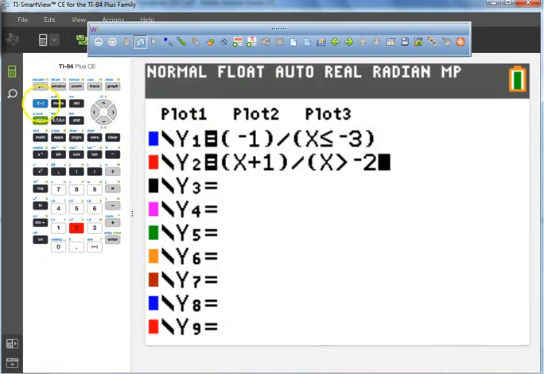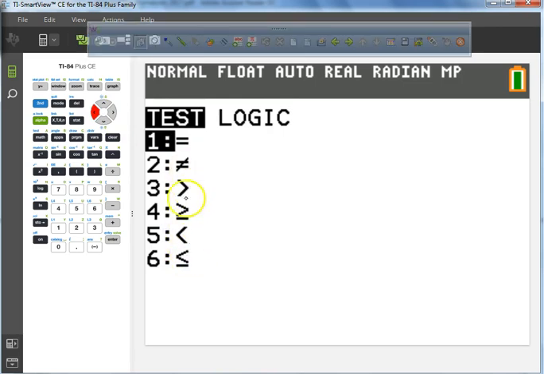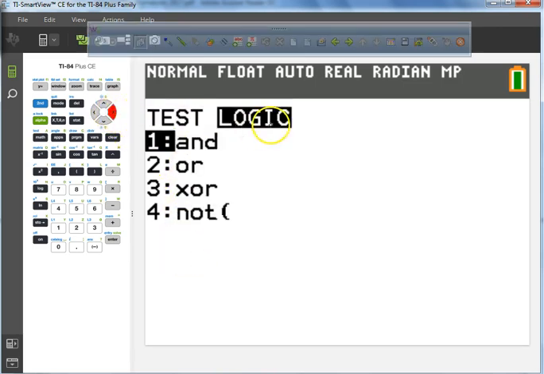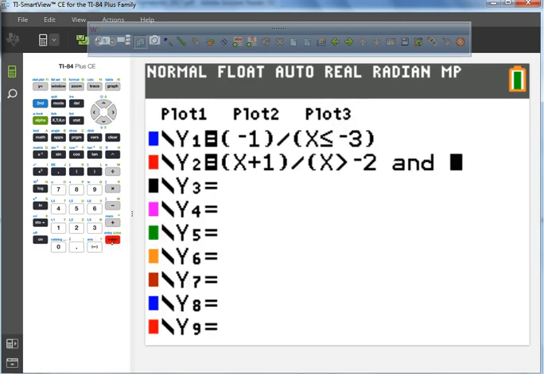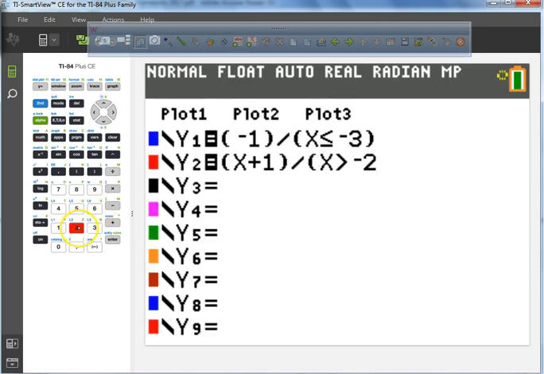So how do I type in the word and? Hit second math, go to the right where it says logic. So instead of here, where you have all the inequality signs, just move to the right where it says logic and select and. And you're going to type in x, second math, is less than or equal to, which is number 6, a positive 2. And you better close the parentheses after you do that.